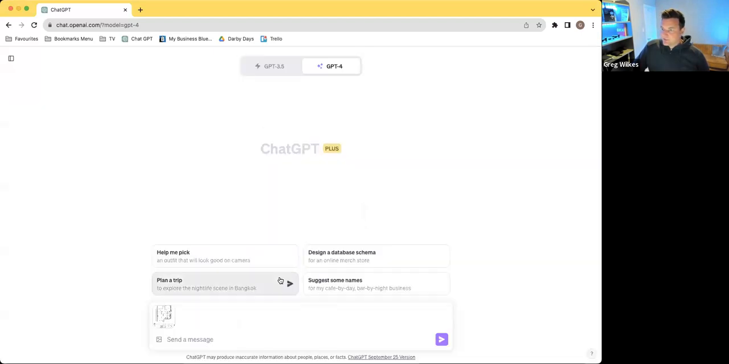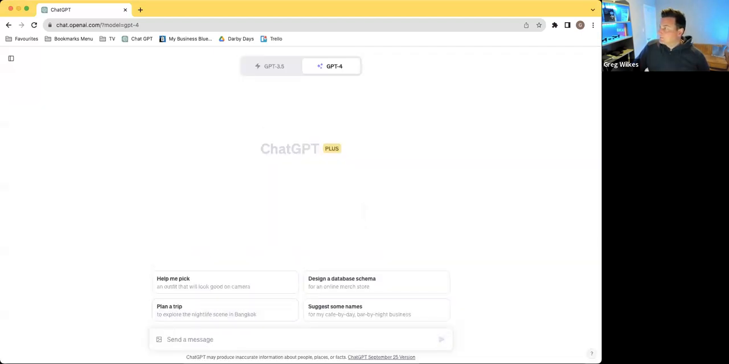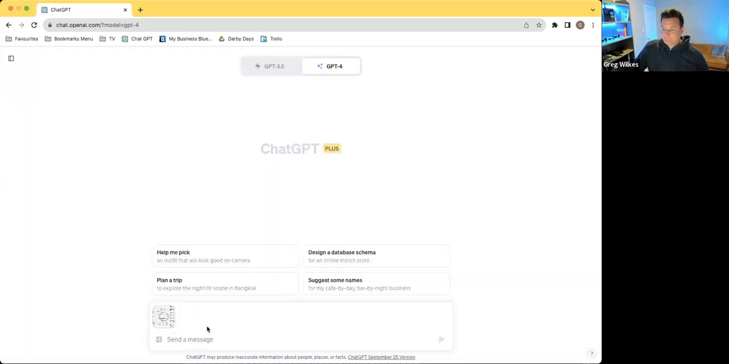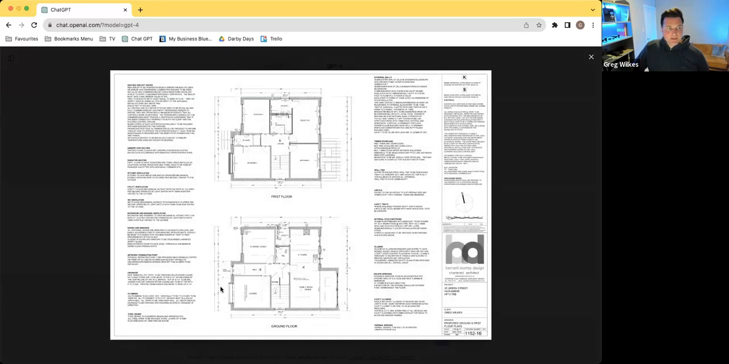Do you know what? Actually, I'm not going to do that image. I wanted to show you a big one. Let's attach this one instead. A bit more complex. So there you go. It's loaded that one. So hopefully you can see that. What we're doing here is we are just uploading an image of some drawings. It's got some sizes on it, all things like that.